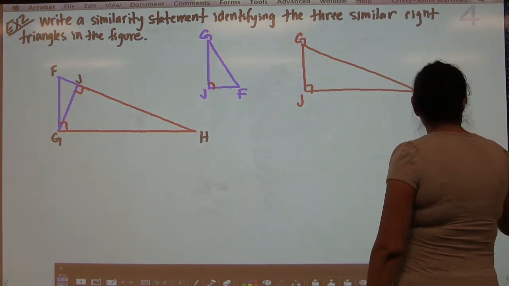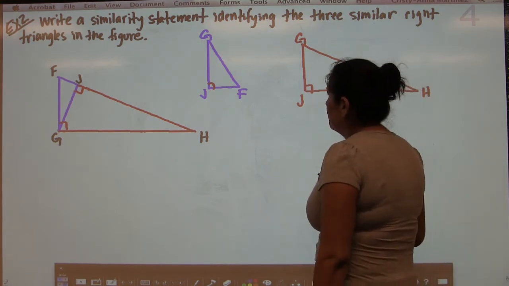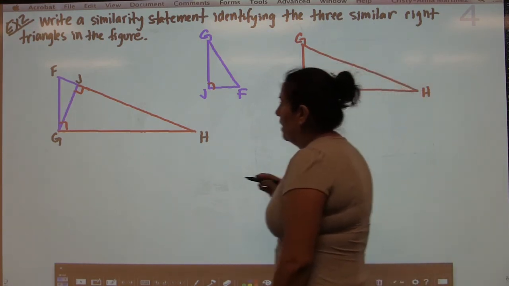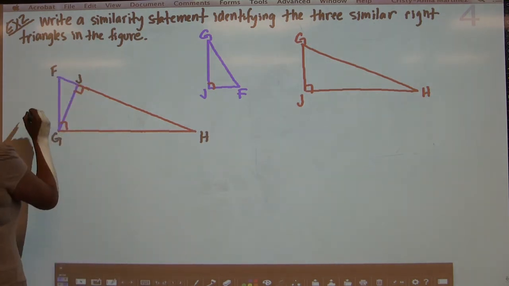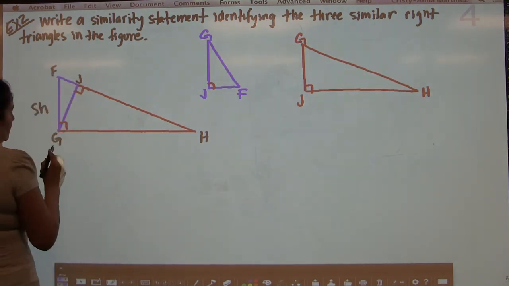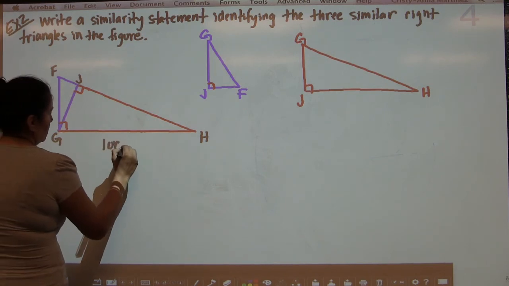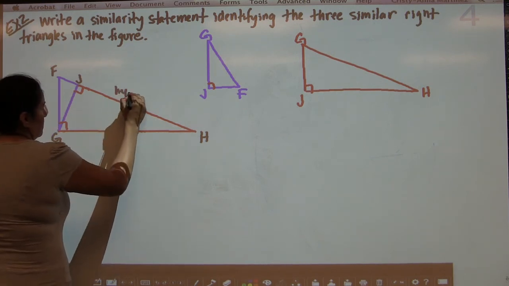Now you have all your triangles. So what I'm going to do now is come over here and say this is my short, this is my long, and my hypotenuse.